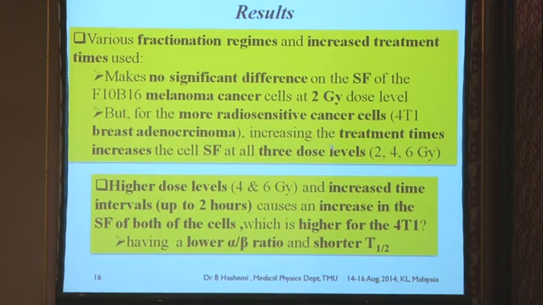But for the most radiosensitive cancer cells, which was breast adenocarcinoma, increasing the treatment times at all 3 dose levels of 2, 4, and 6 gray make significant differences. And at higher dose levels for both of the 2 cell lines, the increased time intervals up to 2 hours cause an increase in the survival fraction of both of the cells, which is higher for the 41 cell. And it is attributed to the lower alpha to beta ratio and shorter half-life for the sublethal damage repair.